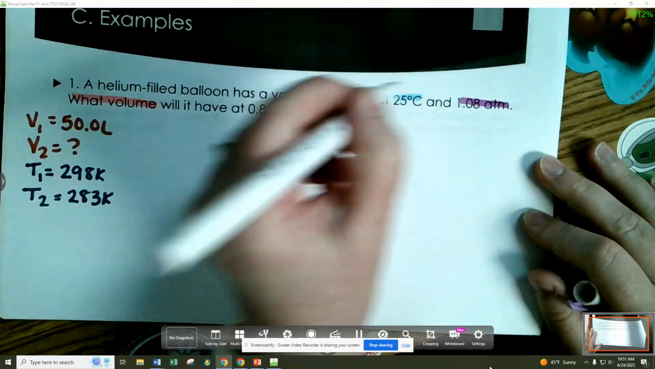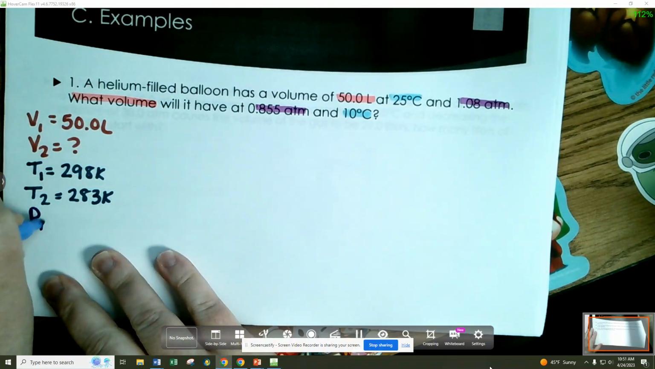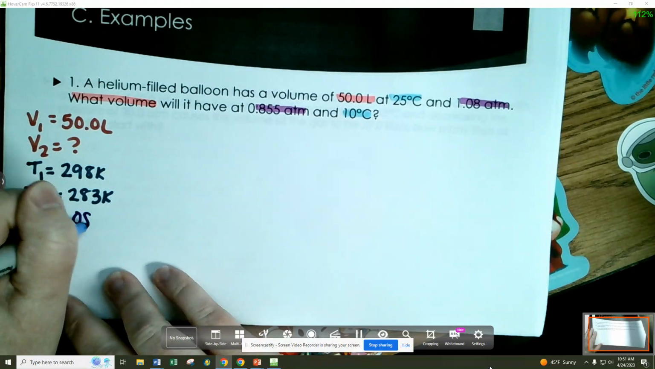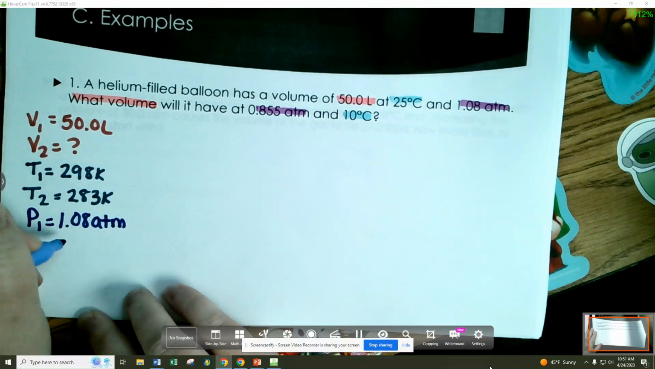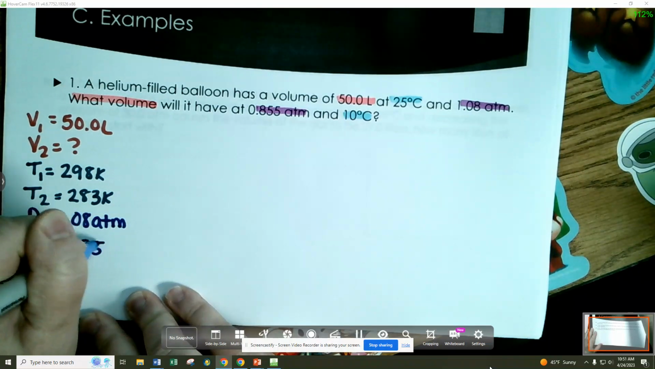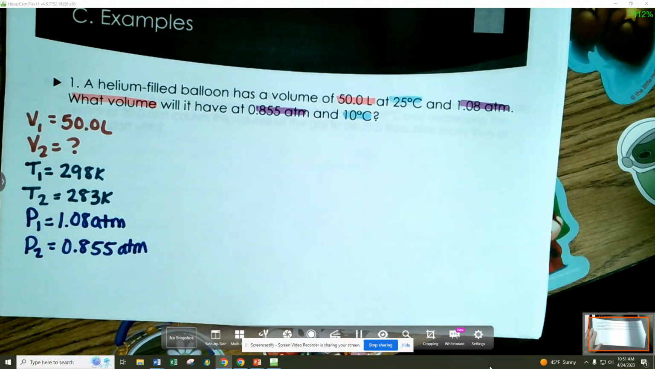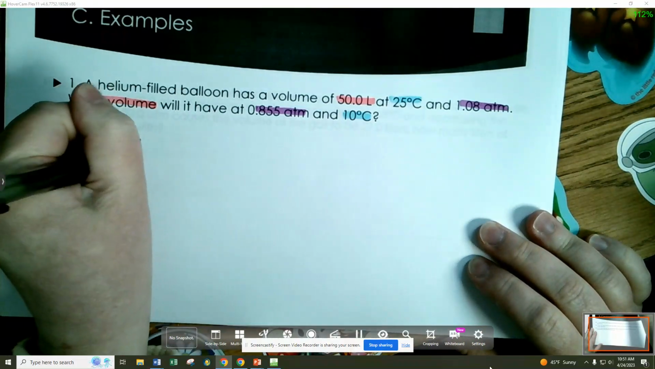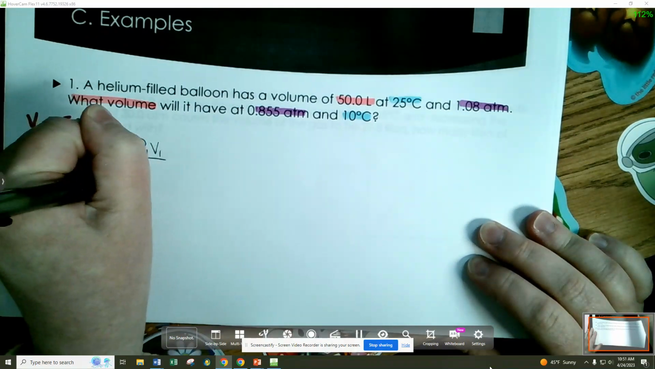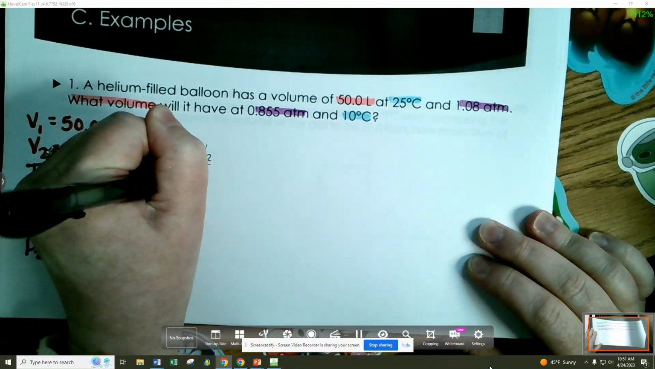Lastly, we have atm. atm is, again, a unit of pressure. So I know the starting and ending pressures for this system. P1 is 1.08, and P2 is 0.855. Looking at the overall setup then, I am building off of that P1V1 divided by temperature 1 is equal to P2V2 over temperature 2.